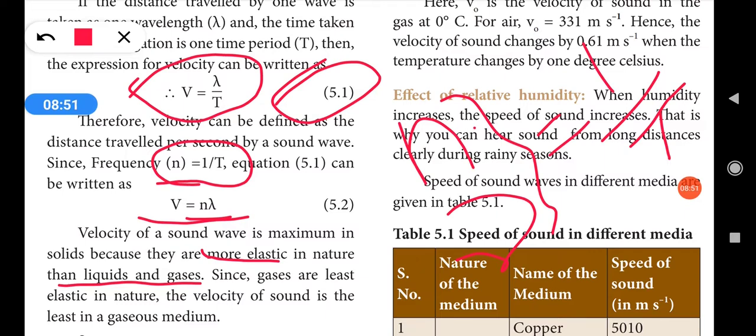Since gases are least elastic in nature, the velocity of sound is the least in gaseous medium. Solids are rigid in nature, but they are elastic. Solids are rigid, rigid means hard, but they are elastic in nature. The particles here mean atoms or molecules in the solid. And liquids and gases are less elastic. So you see that gas is the least elastic in nature. So in gases sound travels with less velocity.